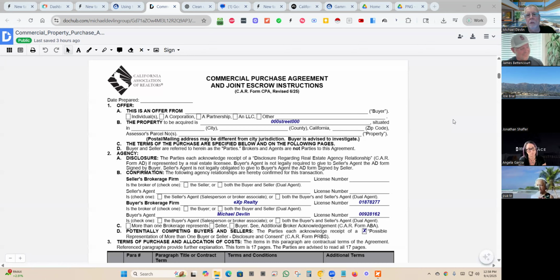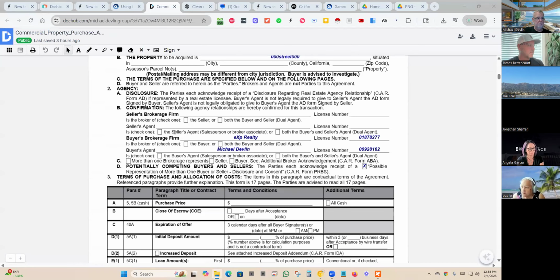What is the parcel number? So sometimes in commercial transactions, particularly urban areas, but not exclusively, you have a building that encompasses more than one legal parcel. What are the legal parcels that we're talking about? So there could be more than one assessor's parcel number. This part is the same as the residential.